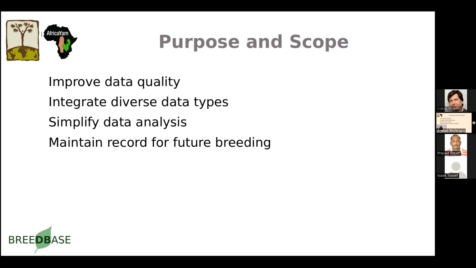You can also integrate diverse data types that otherwise would live in separate spaces, and you can easily analyze them together. That's another good point. In the end that simplifies the data analysis, because all your data is integrated in the same identifier spaces. Another important thing is that you maintain a record for future breeding and for future breeders who will join your breeding program. You can just point to the database and say, all the data is there. That's a very nice thing to do.